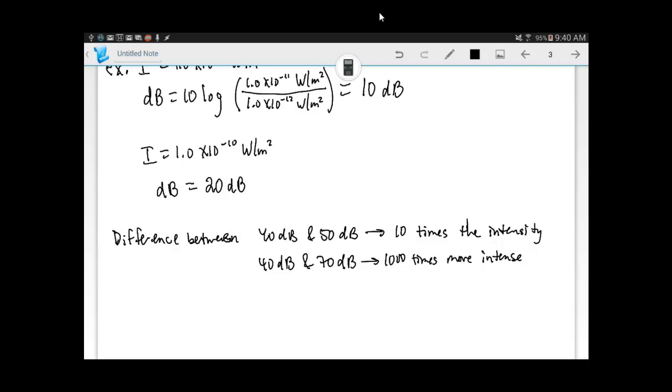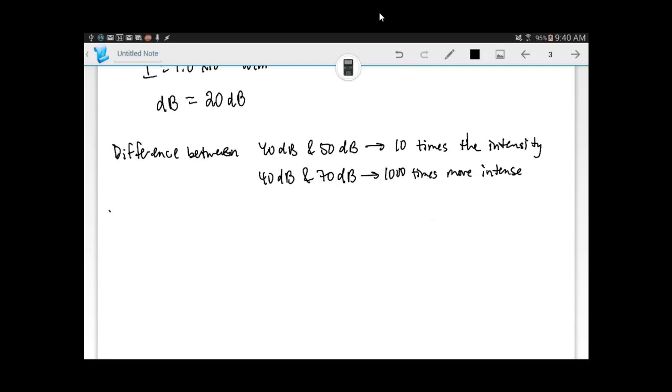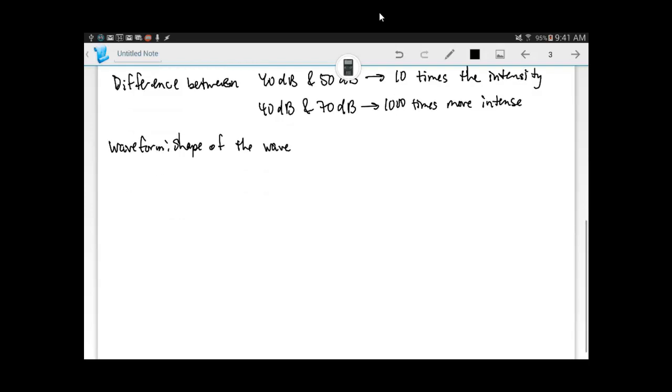Now, another property of the waves that's important is what's called the waveform. What the waveform basically refers to is the shape of the wave. Now, if we want to understand the role that waveform plays, let's imagine that you take a string, you hold one end, and then you tie the other end to a wall or something. So there's you, and there's your string.